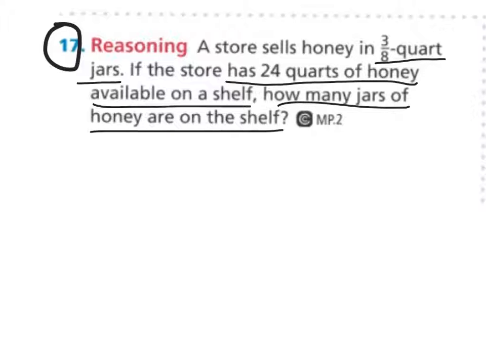A lot of times it will end up that you're going to take the bigger number divided by the smaller number, but it doesn't have to be that way. So the 24 quarts is what we have all together, and that's being divided into these 3/8 quart jars. So for this problem, what we need to do is take 24 divided by 3/8. Again, the 24 we can put as 24 over 1.